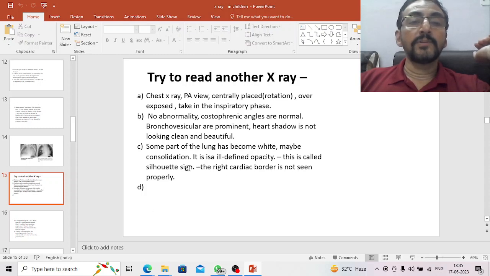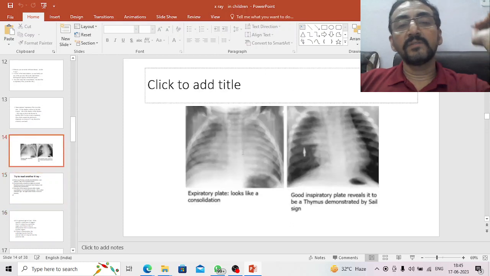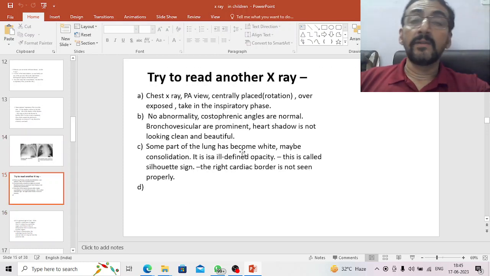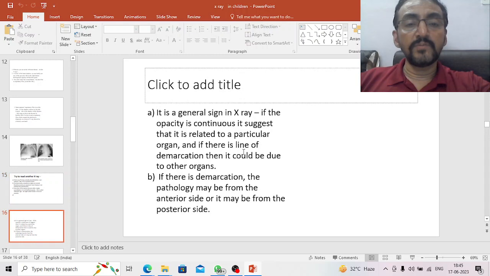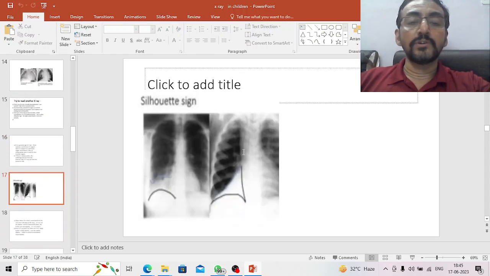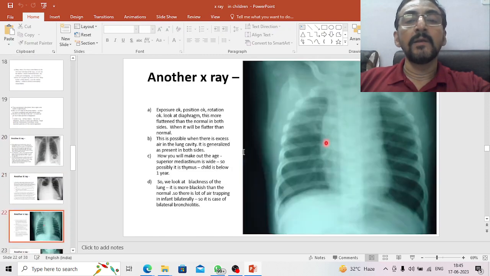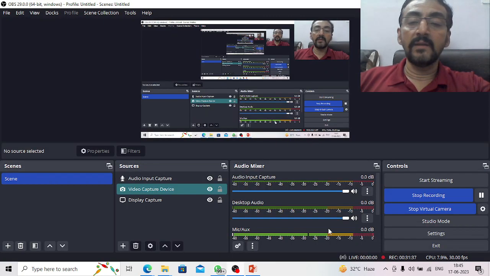Now chest X-ray PA view, centrally placed. So these are some of the important parts in relation to X-ray reading. Before starting any interpretation, these are the rules that you have to understand. Some few more things are there, such as the sail sign and the costophrenic angle. So many things are there that we will see in the next class.